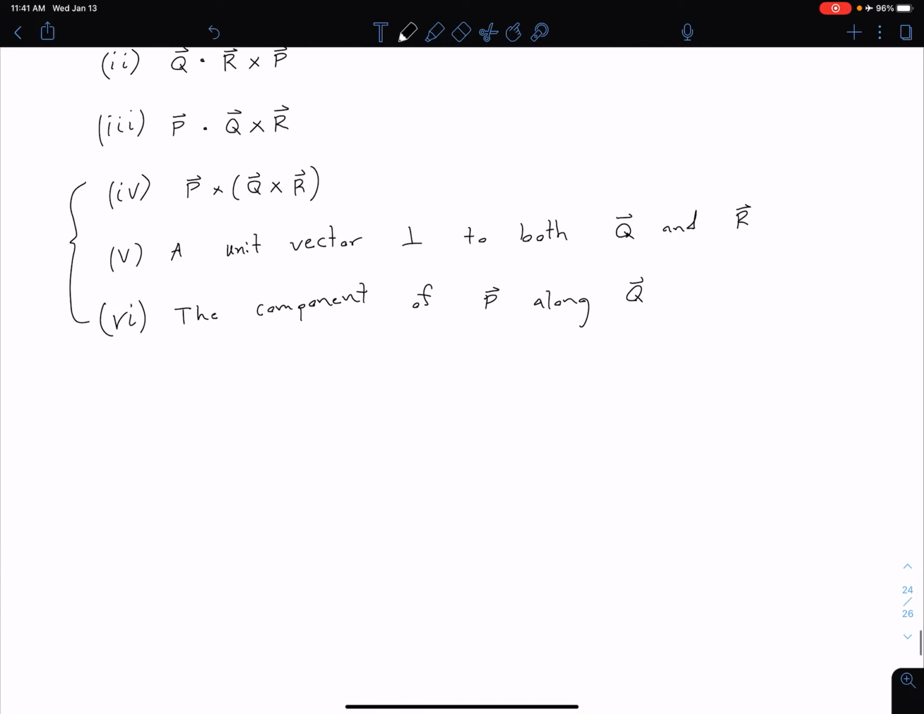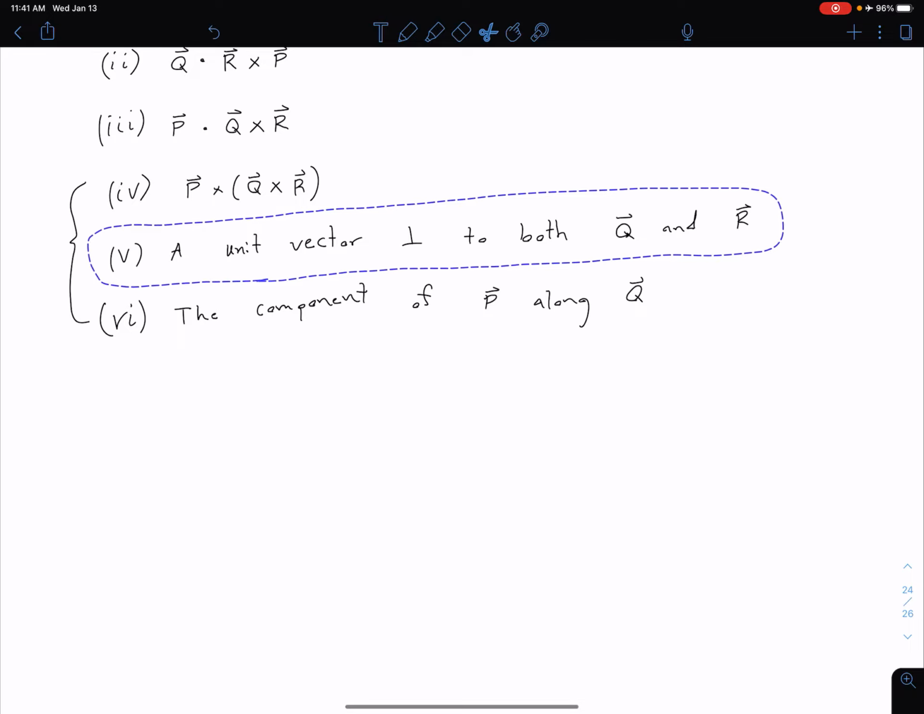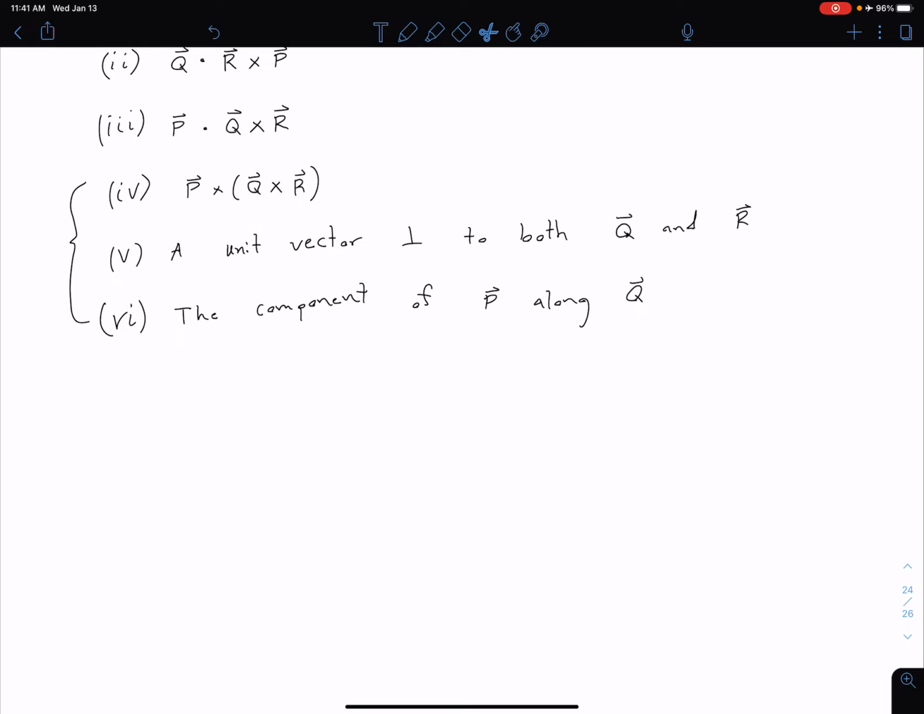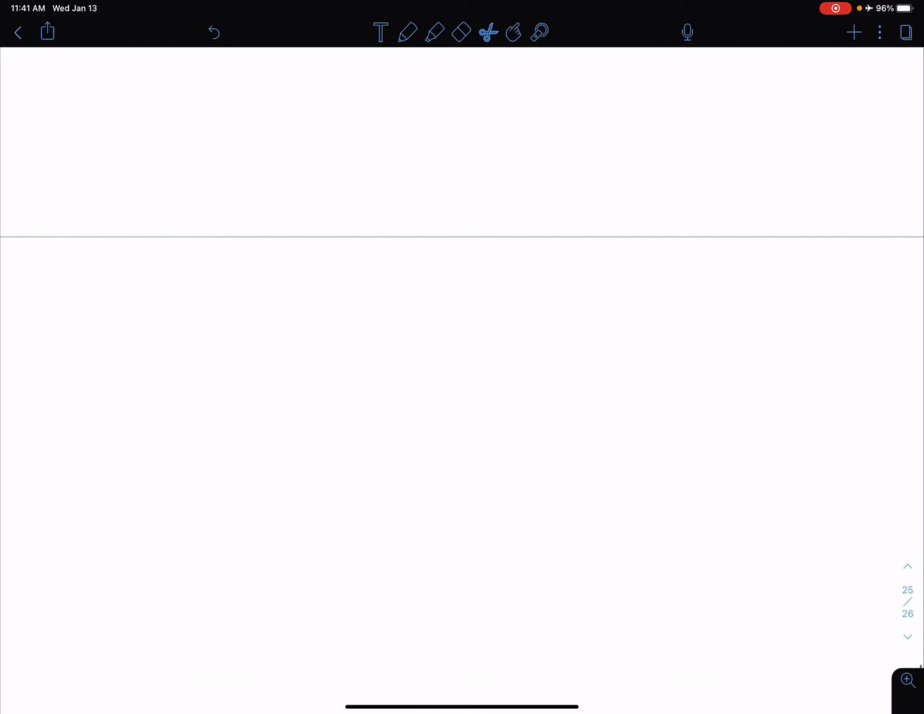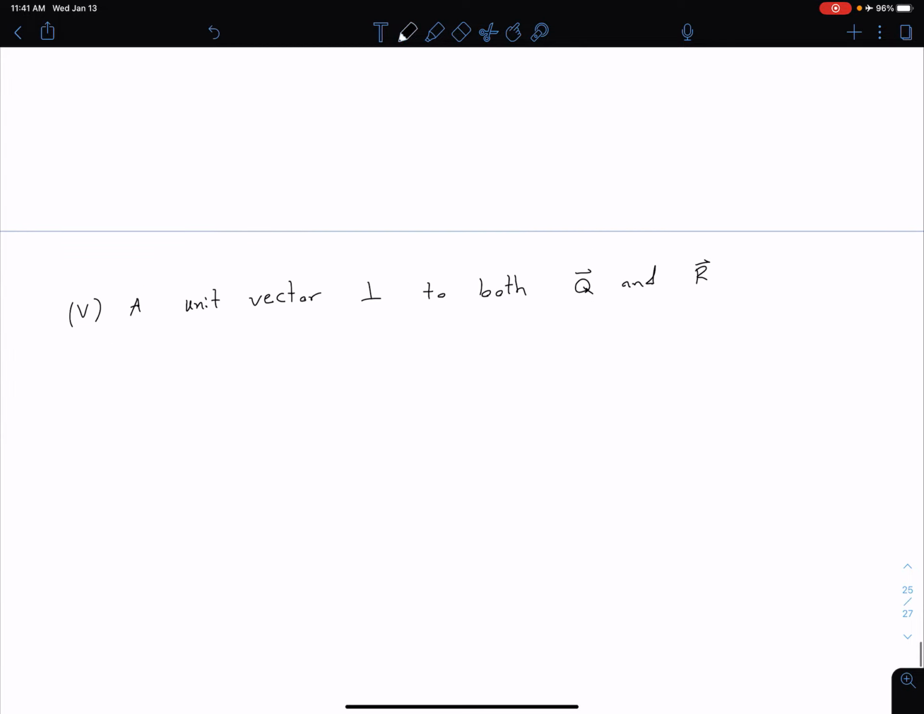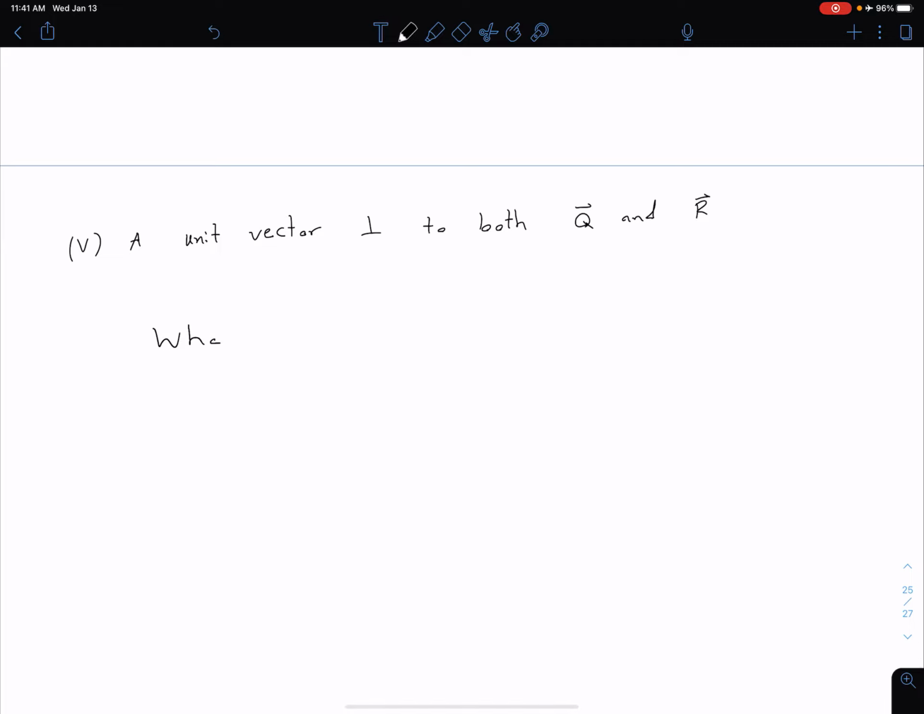Okay, so moving on to our next part. Here we want to find a unit vector that's perpendicular to both q and r. All right, so where are we even going to start with this? This isn't the same as our other parts in that we're not explicitly told what operation to do. So again, maybe pause the video and try to work through this, try to figure out at least where we start on this problem.